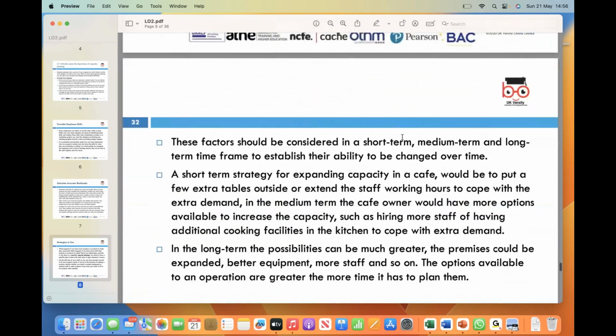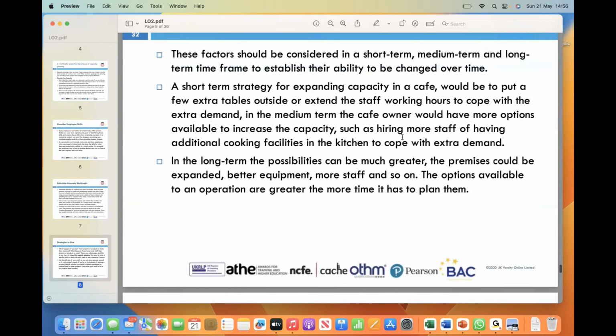In the short term, a cafe can adopt strategies to immediately address increased demand. For instance, placing a few additional tables outside or extending the working hours of the staff can help accommodate the extra customers. These quick adjustments can provide some relief without requiring extensive planning or resources.